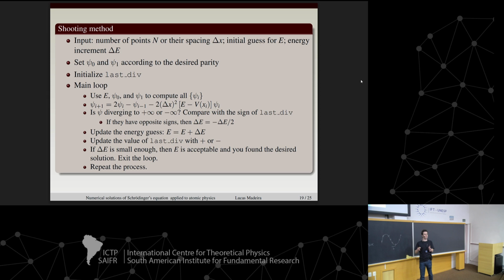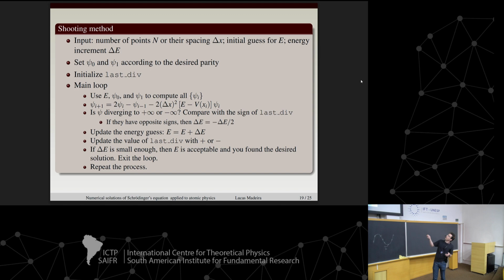Then you also need to provide the initial guess for the energy, okay? If you're looking for the ground state, it could be zero or it could be a small number. Just make sure you don't go over the energy of the ground state. And then you need two points, as we discussed before. And these two points depend on the desired parity that you're looking for. So if you're looking for the ground state, you want an even state, these two are going to be equal, and for example, equal to one, okay?